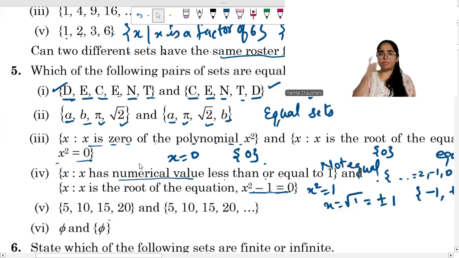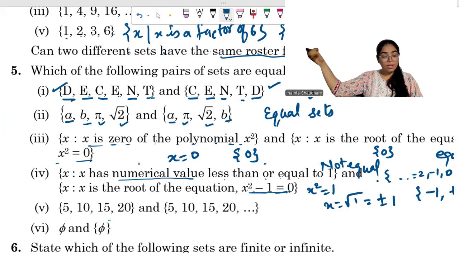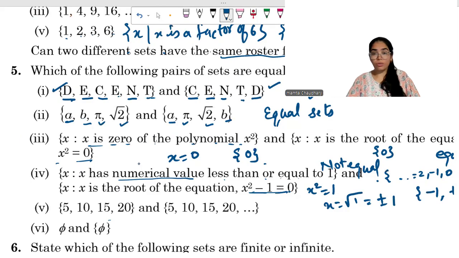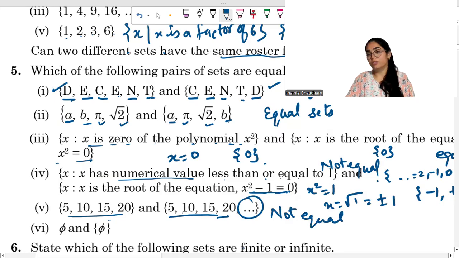Now the fifth one: 5, 10, 15, 20 and 5, 10, 15, 20, and so on. So here you can see these 4 elements are here, but here we have some extra elements. So they are not equal. Exactly the same elements should be there. The number of elements and the elements both should be the same.